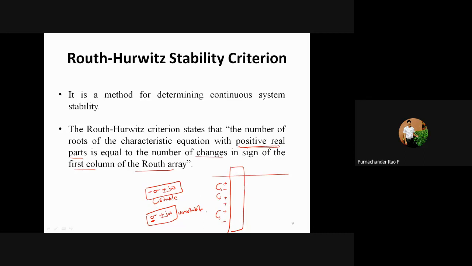So we can estimate how many roots are located on the right half of the S-plane for the system. That can be obtained with the help of the Routh-Hurwitz stability criterion.